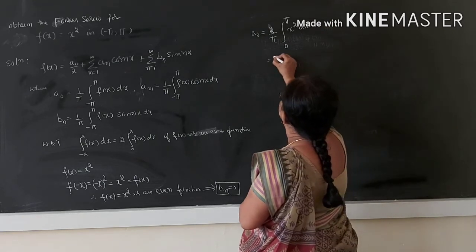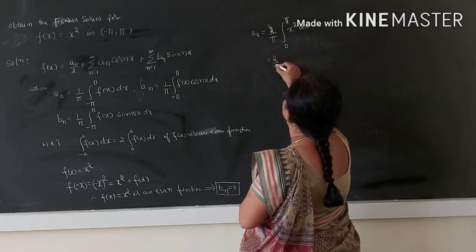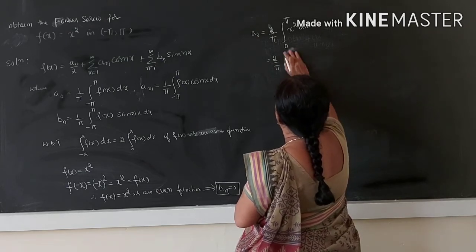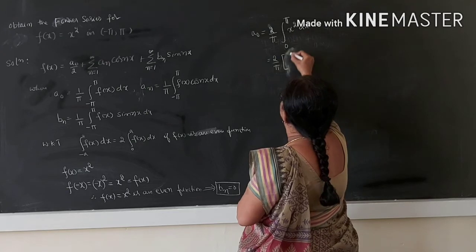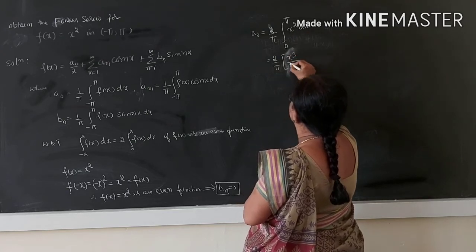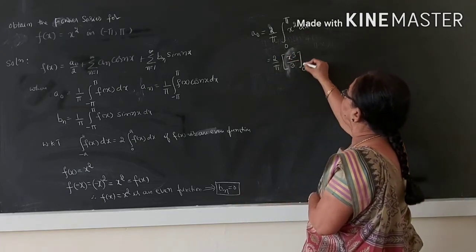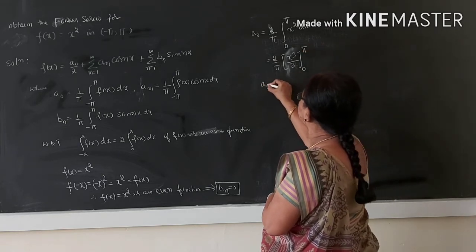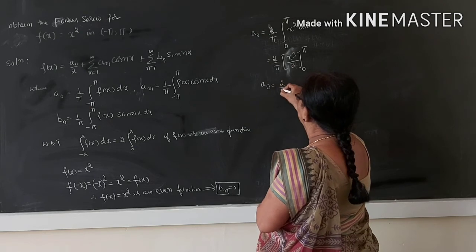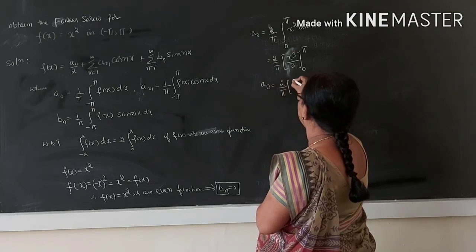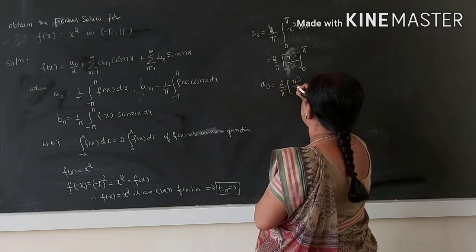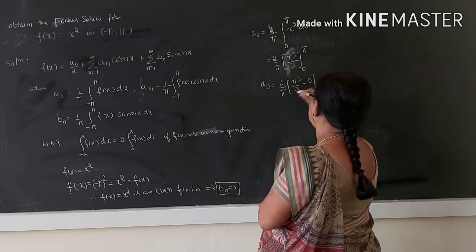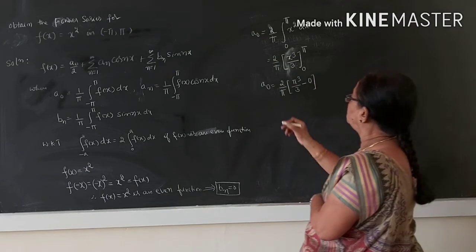Now I write this is equal to 2 by pi times integral 0 to pi. That is very small. That is, integration of x square is x cube by 3 in between the limits 0 to pi. Therefore, your a0 is equal to 2 by pi into pi cube divided by 3 minus, if I am substituting x is equal to 0, 0 by anything is 0.